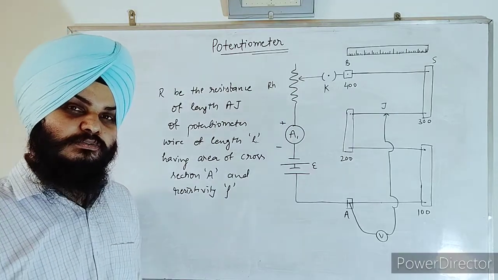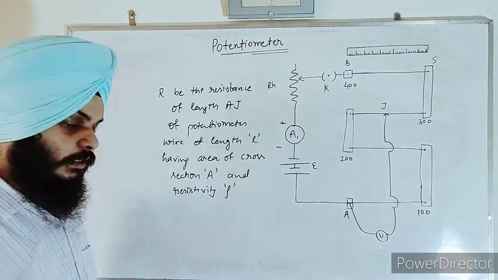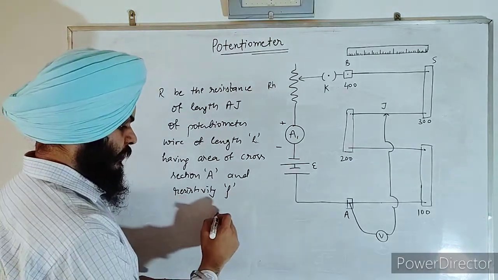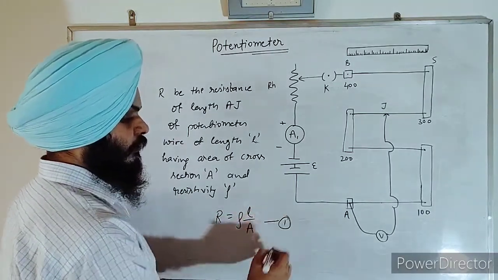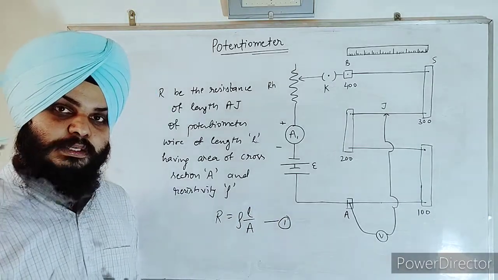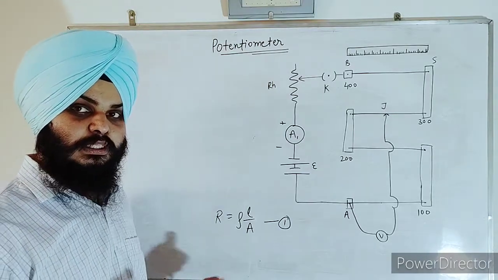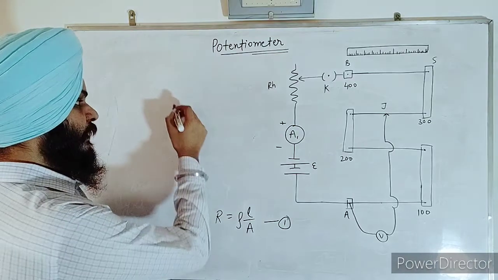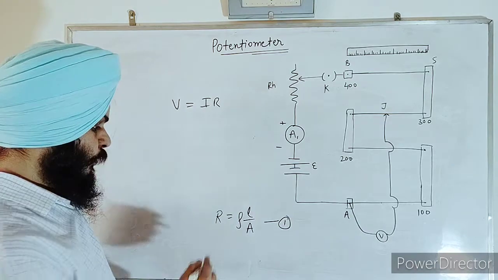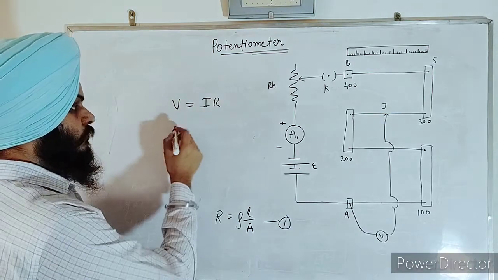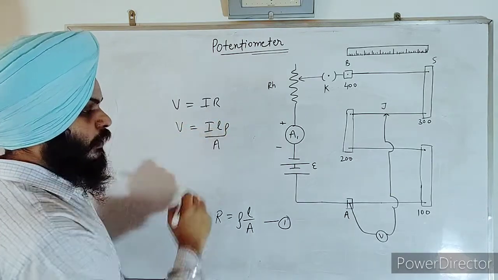As we know the relation between the resistivity, length, area and the resistance of the conductor, we can write it as capital R is equal to rho L upon A. This is the value of resistance of the potentiometer wire. If I assume that the potential difference across the total length L of the potentiometer wire is capital V, then V must be equal to IR using Ohm's law. Now putting this value of R in this equation, we get V is equal to I L rho upon A.